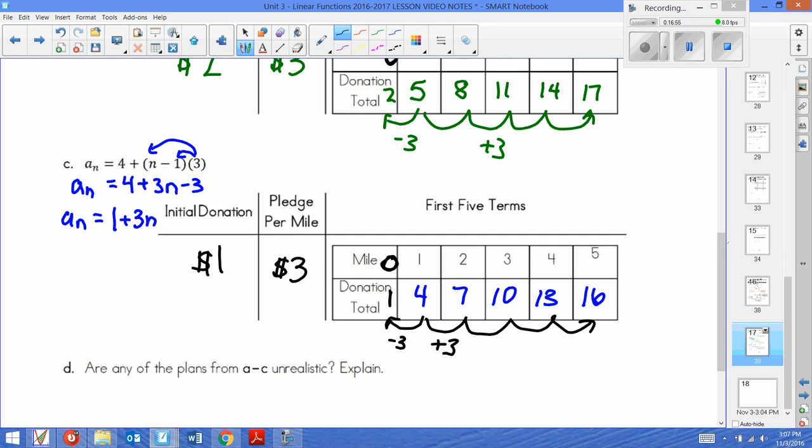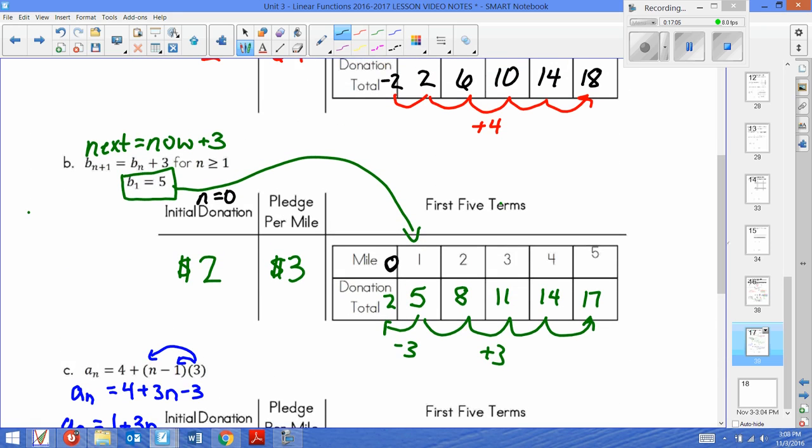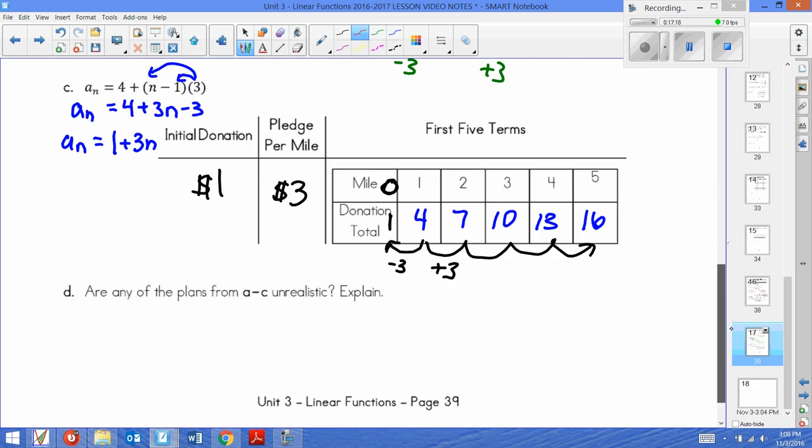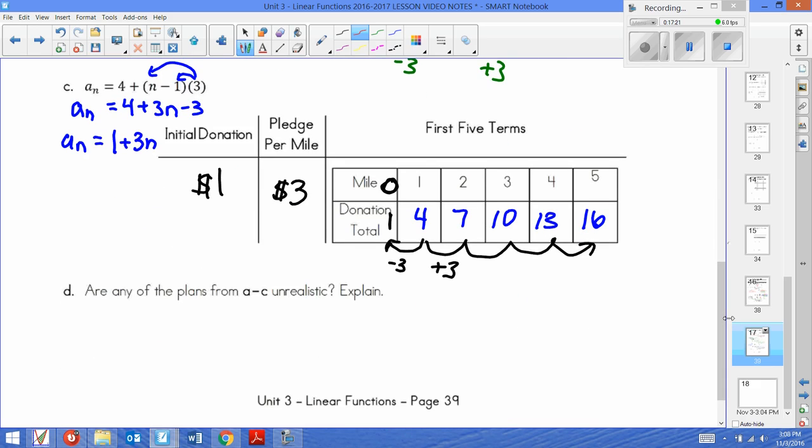Okay, so now we've looked at these 3 plans. It says, are any of them unrealistic? Well, they started off with $1, made $3 per mile. That seems pretty fair. Started with $2, then earned $3 per mile. Also pretty fair. Started with negative $2? What? You're not going to owe anyone money. So I think that we want to write down for part D, are any of the plans from A through C unrealistic? Well, yeah, the first plan, Plan A, is not realistic because we don't want to have a negative initial donation.